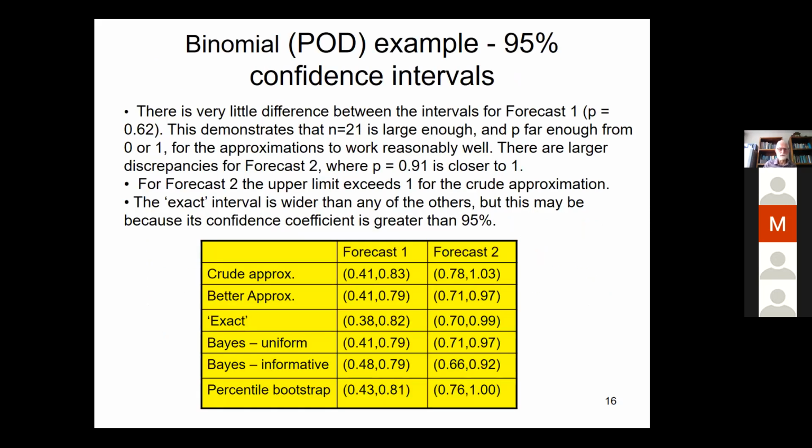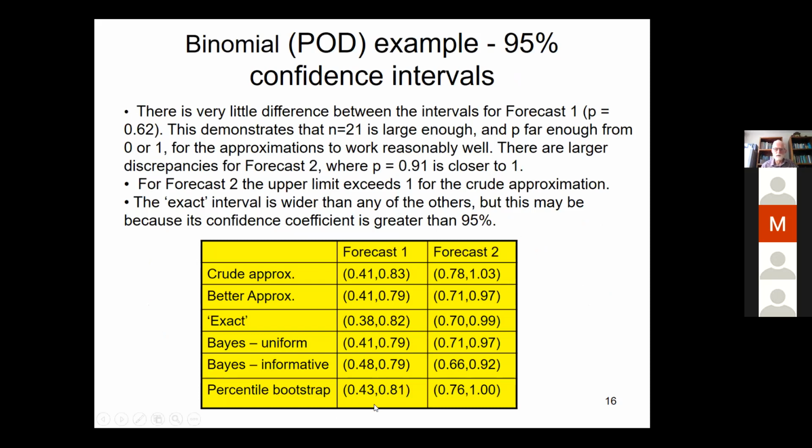This little yellow table is going to be repeated several times with things added to it. In this one, I only want to look at the first three things here: the crude approximation, the crude confidence interval, the better approximation, and the quote-unquote exact one.